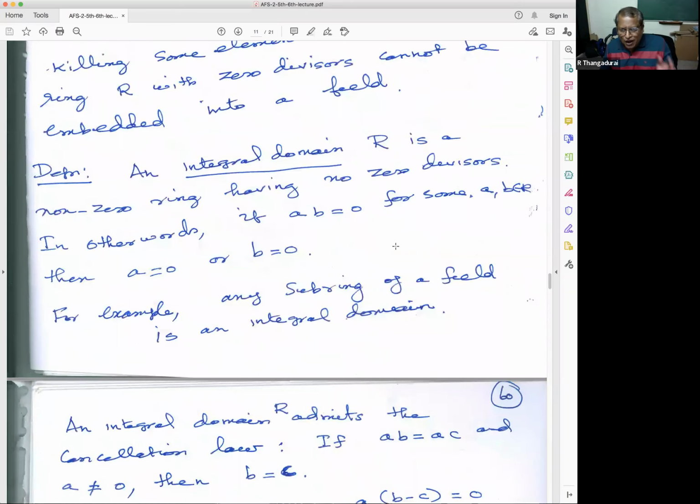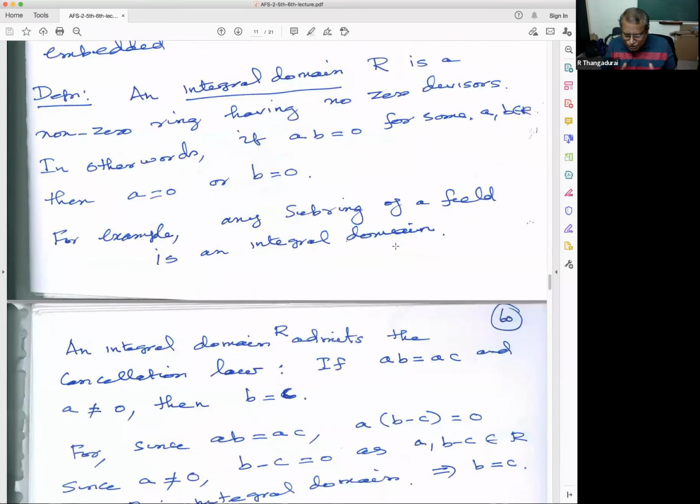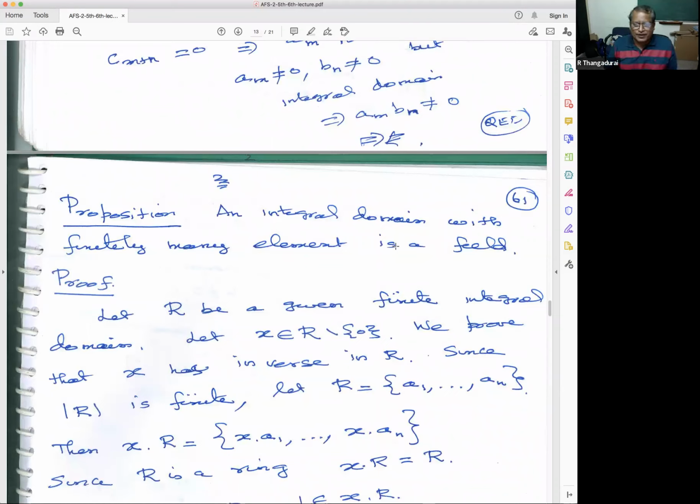We want to classify all the rings which can be embedded inside a field as a subring. For that, we take a smaller class of rings called integral domains. We want to push this integral domain inside a field as a subring. Pushing means an injective homomorphism, because the image of a ring homomorphism is a ring. If it is injective, then R is isomorphic to its image, which is contained inside that field. Therefore, we say that R is sitting inside the field.